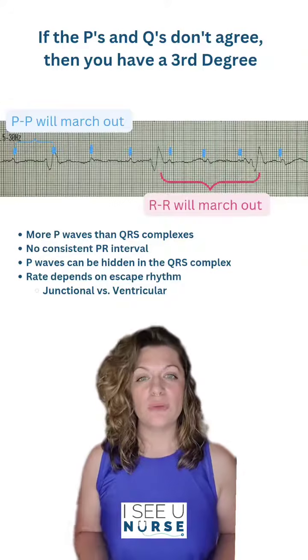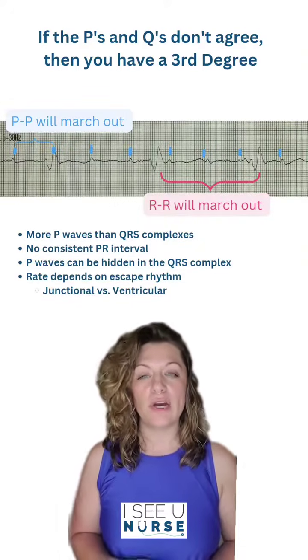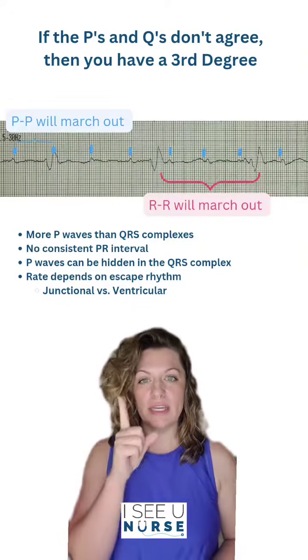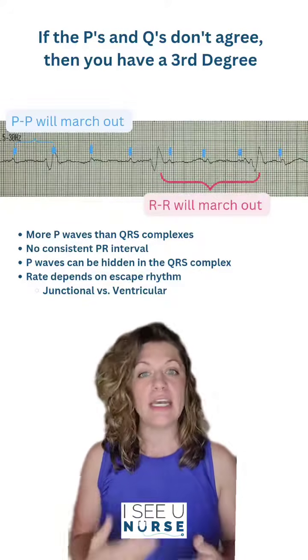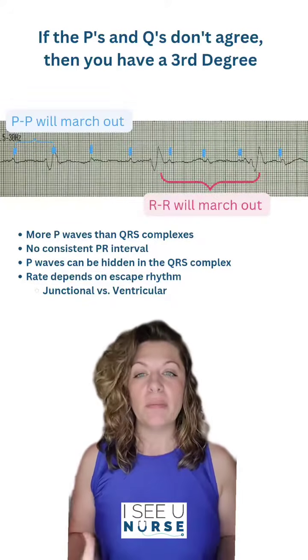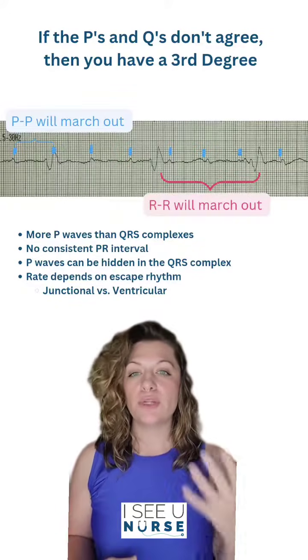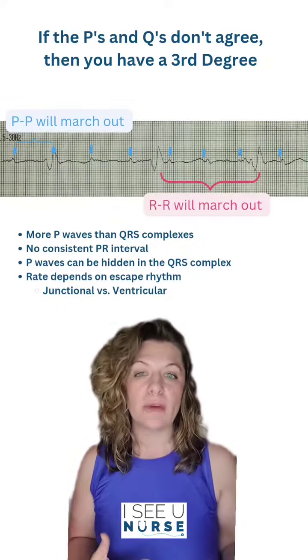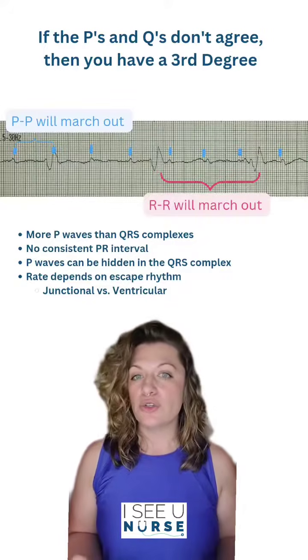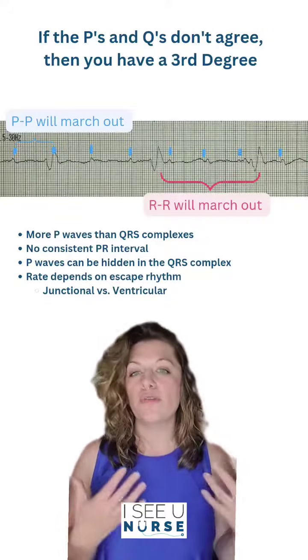And sometimes those P waves are actually going to be hidden in a QRS. You can see that by the second blue tick up at the top, that P wave is actually hidden in that QRS. On top of that, the ventricular rate that you are going to see on your monitor is really going to be dependent on which escape rhythm actually occurs. And there's two that usually occur, which is going to be junctional or ventricular.